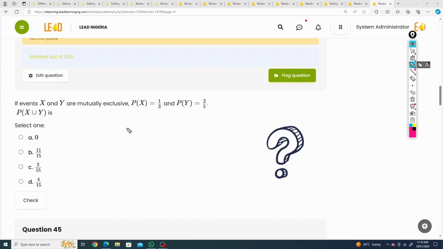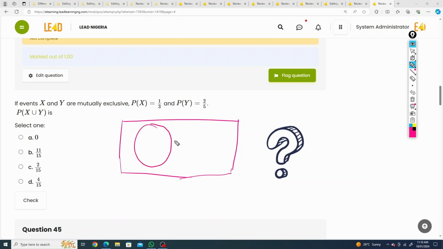All right, what's the union of both of them? So again, I would draw this using a set. So this space here means X, and this space here means Y. All right, remember they are mutually exclusive. So because they are mutually exclusive, it means that there would be no region of overlap. They can't happen at the same time. So the probability of the first one is 1 out of 3. Probability of the second one is 2 out of 5. So the probability of the union, you just add them up.